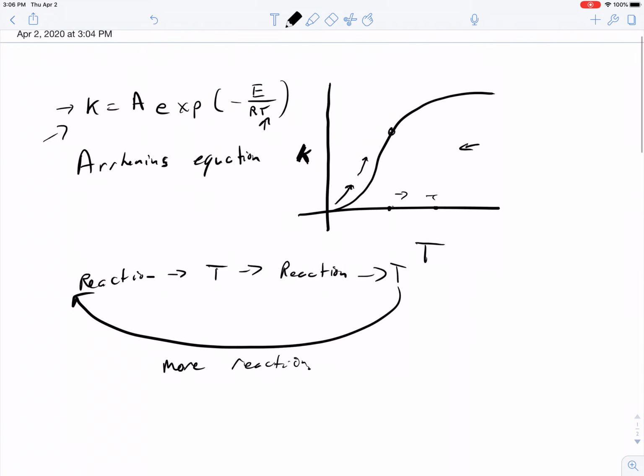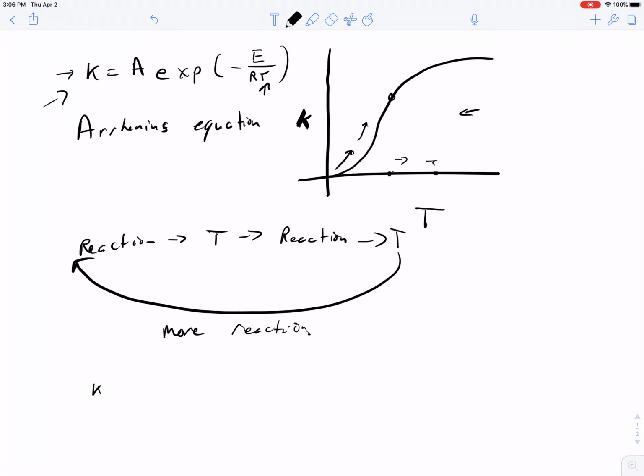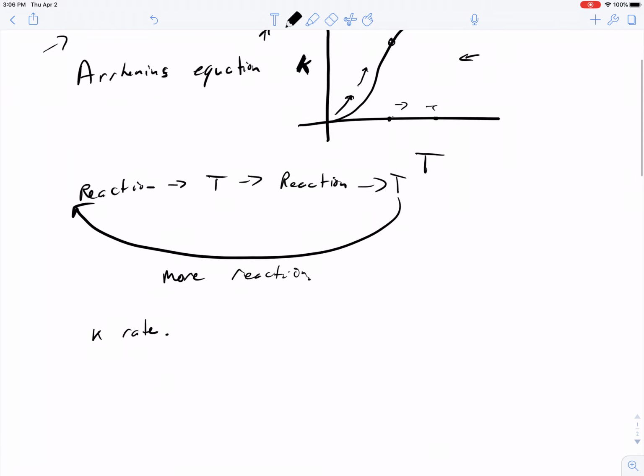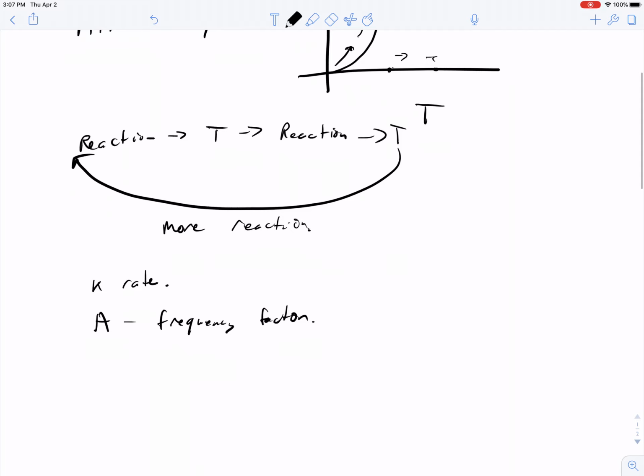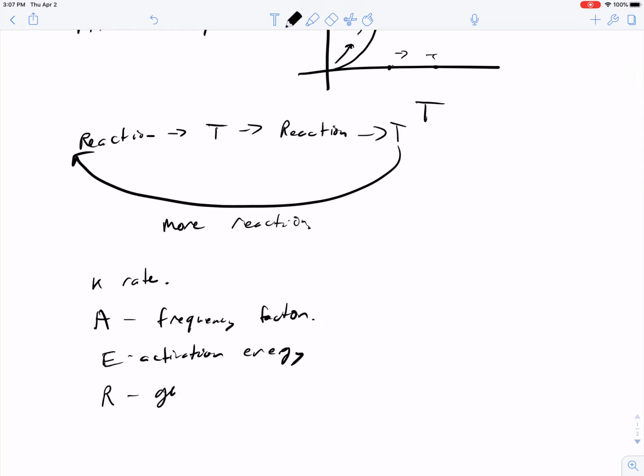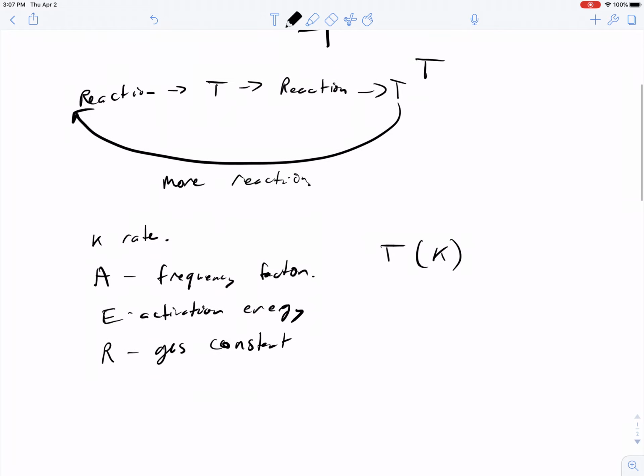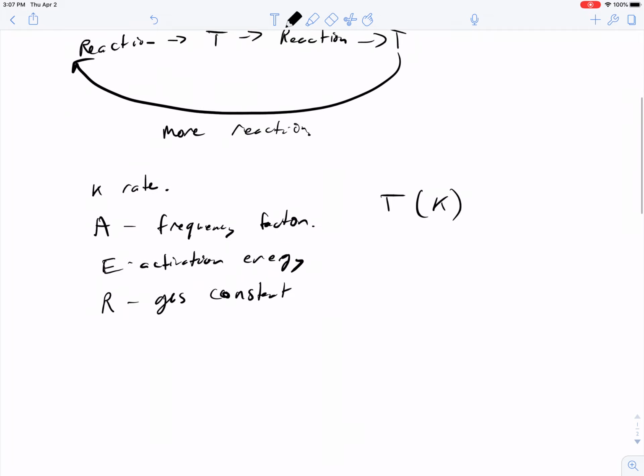The way that we account for this is with this equation, and so k is the rate, and this rate is calculated from A, which you can think of as a molecular frequency factor that's in front of the exponential term. E is the activation energy. And then R, of course, is the gas constant. Temperature has to be in Kelvin. And the combination of these leads to that reaction rate above.